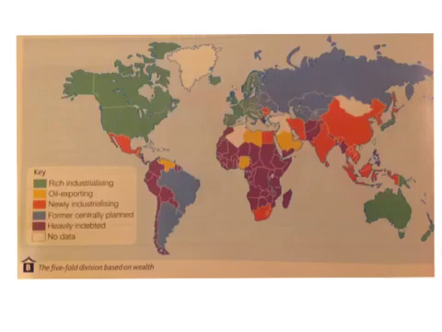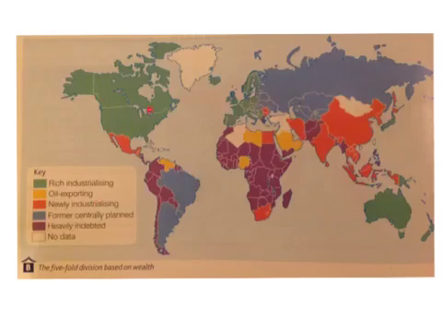So this map shows a new way of dividing the countries up in terms of the five-fold division based on wealth. Now, the five categories, as it says, are based on wealth, and they are: 1, rich industrialising countries; 2, oil exporting countries; 3, newly industrialising countries; 4, those that were former centrally planned economies, so those previously having a communist political system, such as the Soviet Union; and 5, heavily indebted poor countries.